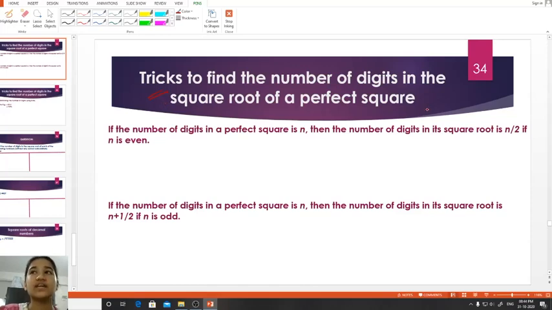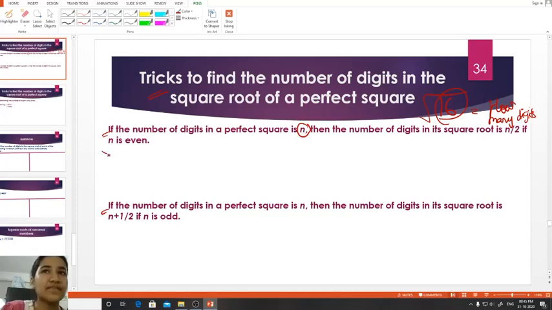That means if you take any perfect square, for example 16, how many digits will be there in its square root? For that we are going to work. The first thing is, if the number of digits in a perfect square is n, then the number of digits in its square root is n by 2 if n is even.